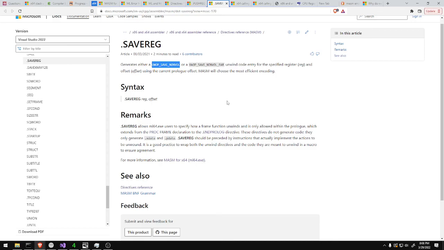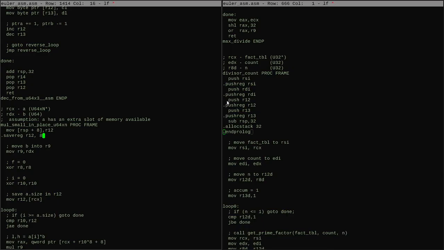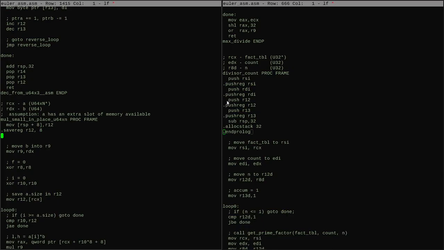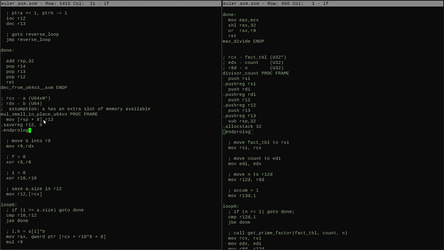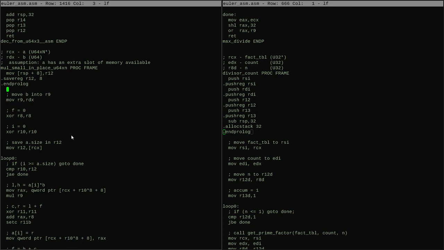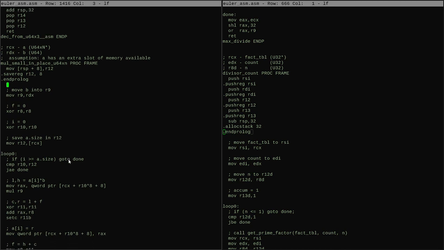I mean, I feel like it's a little hard to be sure, but that makes sense. Without that, it would probably still be able to do the unwind to the correct function, but it wouldn't be able to restore R12, which is supposed to be non-volatile. So that would be good for it to know how to do that.